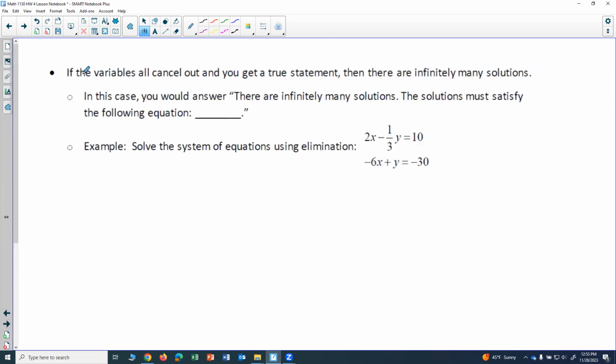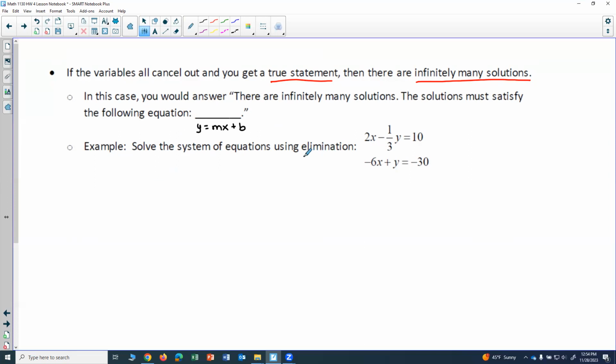All right, now the next possibility is if the variables all cancel out and you get a true statement, then there are infinitely many solutions. So a true statement would be infinitely many solutions. And in this case, you would answer, there are infinitely many solutions. The solutions must satisfy the following equation. And what you would do is you would solve the equations to be in the form y equals mx plus b. So whatever equation the two of these end up being, that's what you would put in this fill in the blank.